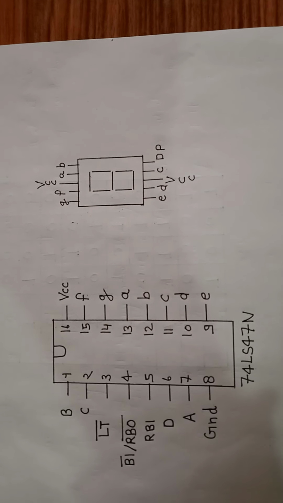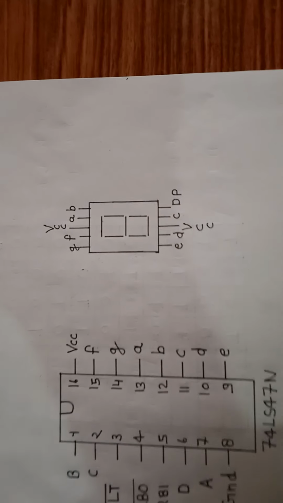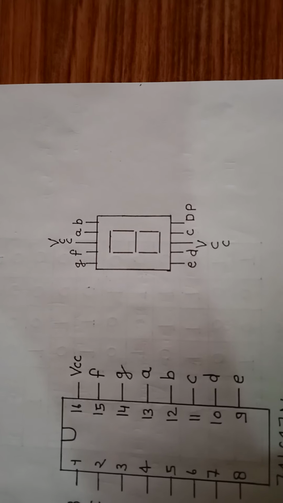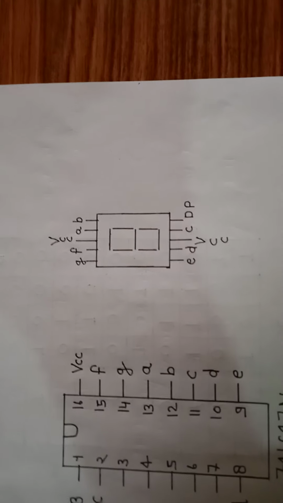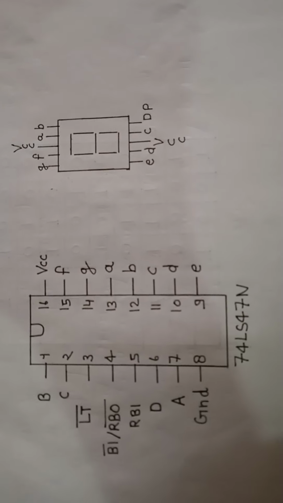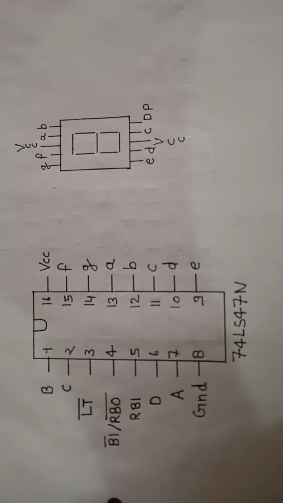BCD to 7 segment decoders are used to drive 7 segment displays. Here is the pin diagram of a single digit 7 segment display. This is a common anode type 7 segment display, and this is the driver or decoder that is used to drive this common anode 7 segment display.